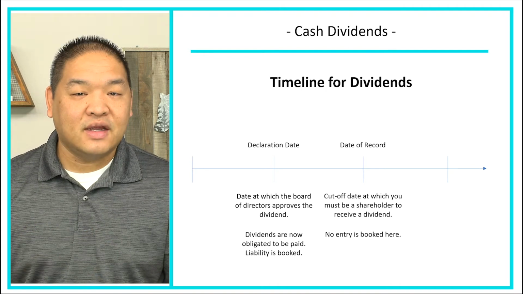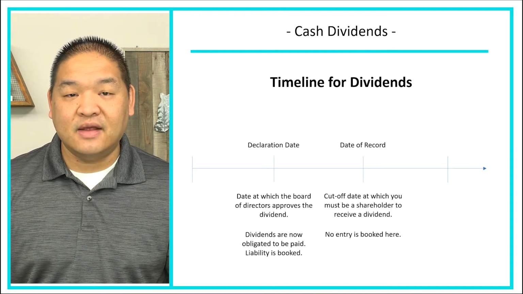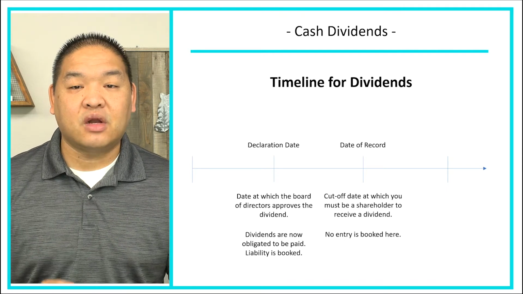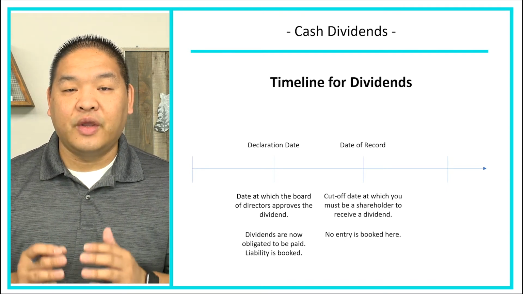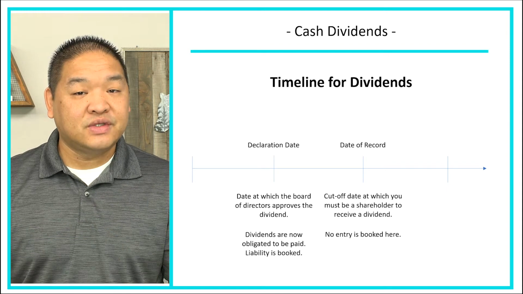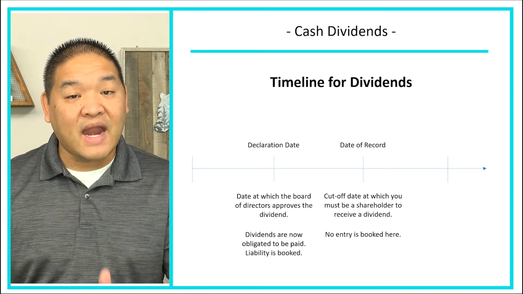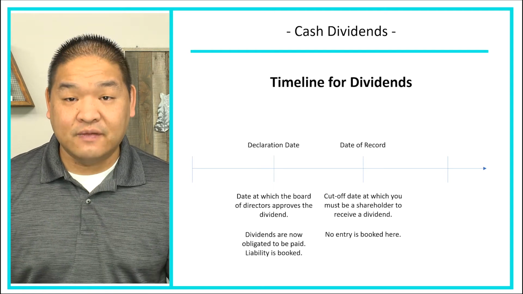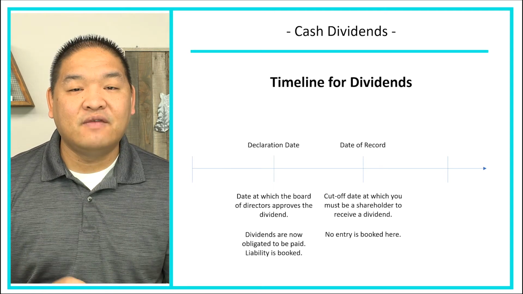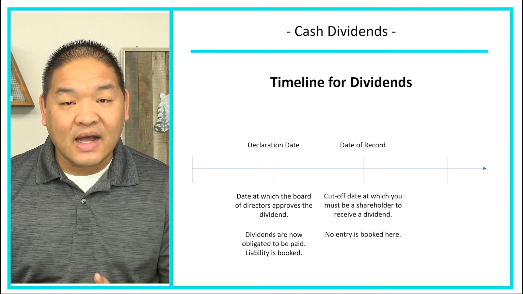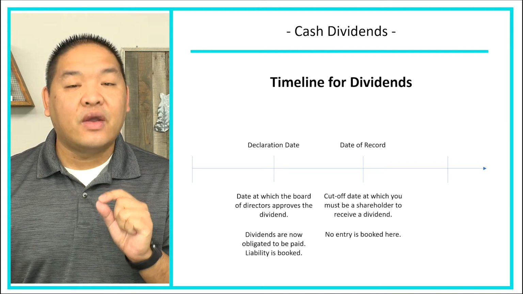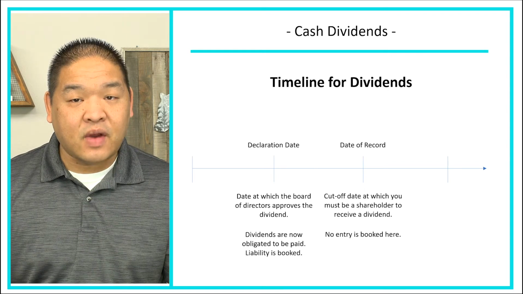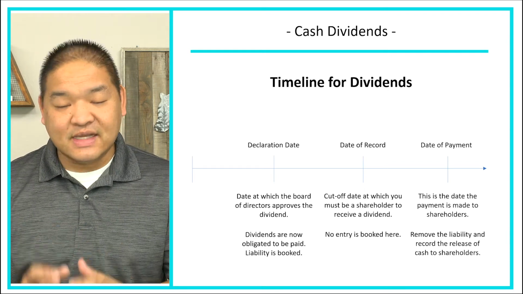That date of record is not a journal entry date. That literally is just us pulling a listing of everybody who owns a share on that date, and those are who we are going to pay. If the shareholder decides to sell the share right after the date of record, they will still get the dividend. They still get the dividend even though they're no longer a shareholder, because they were a shareholder on the date of record. Now, after this date of record, there is the date of payment.